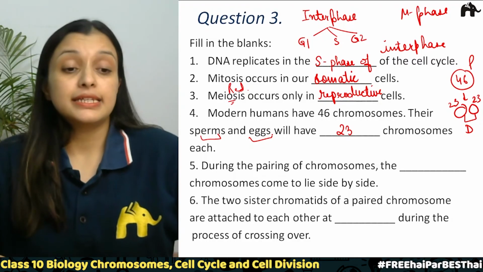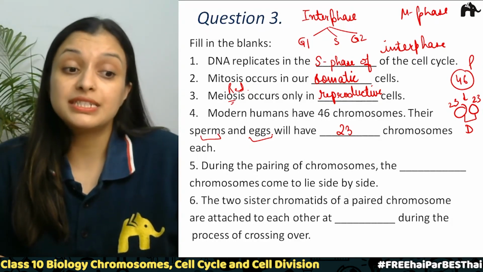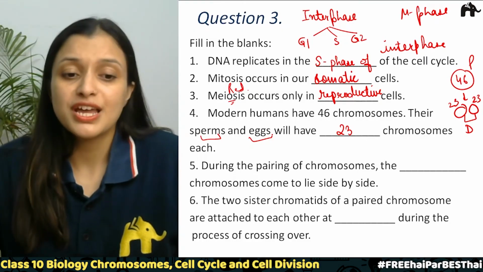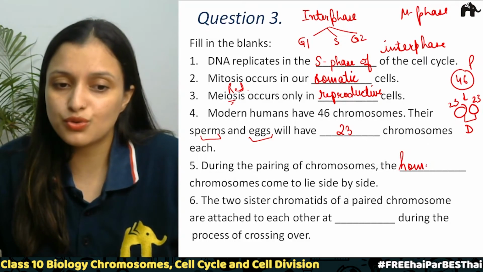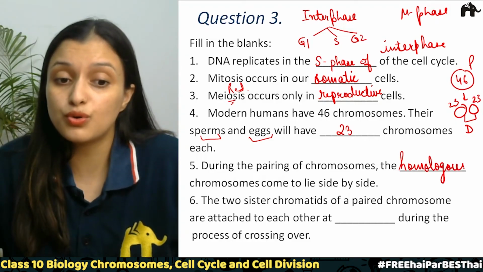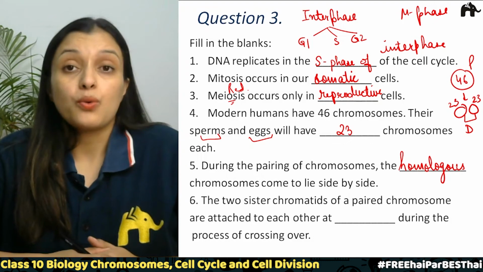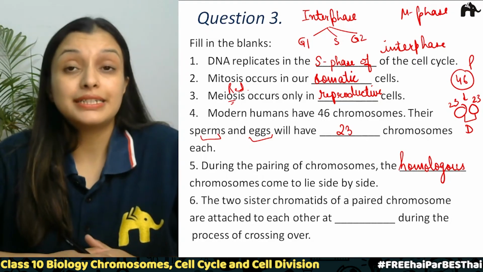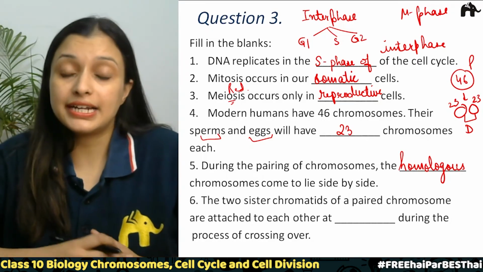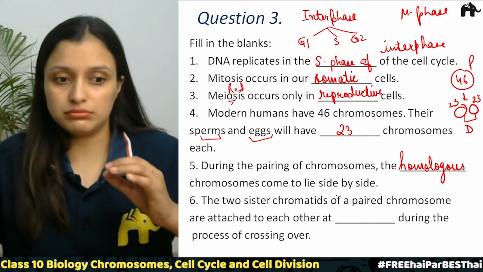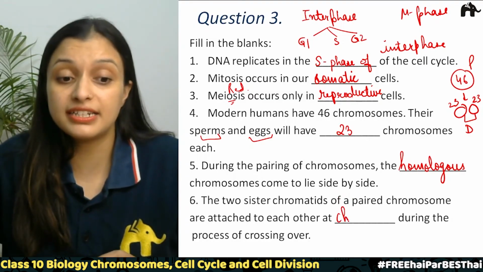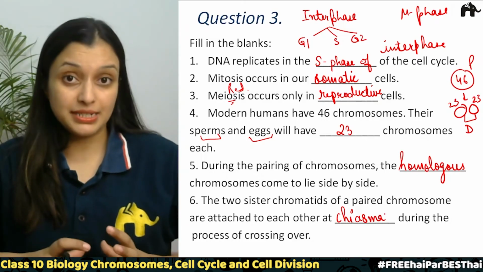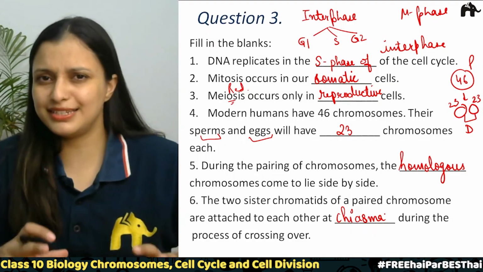Correct. Fifth is, during the pairing of chromosomes, the dash chromosomes come to lie side by side. Which chromosomes? They are homologous chromosomes. So we call them homologous chromosomes. Correct. Now, sixth, the two sister chromatids of paired chromosomes are attached to each other during the process of crossing over. So they are attached at chiasma. Correct? Simple, but we have revised the chapter, we have revised cell division, right?